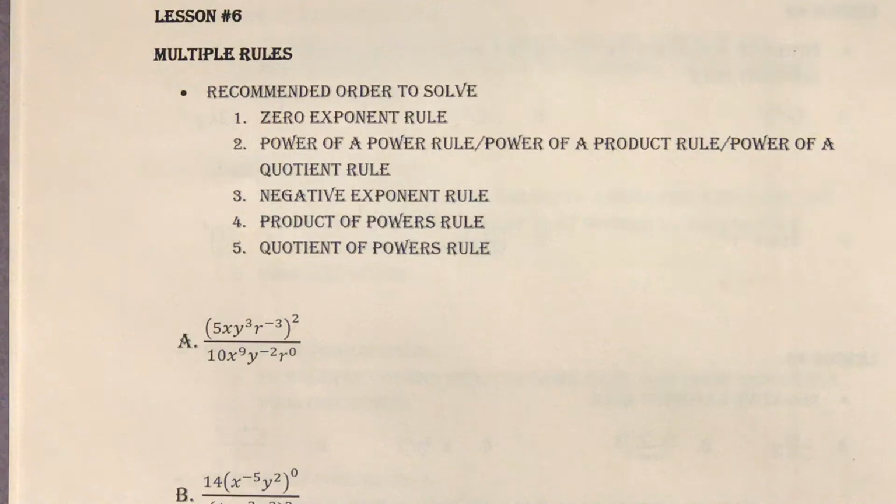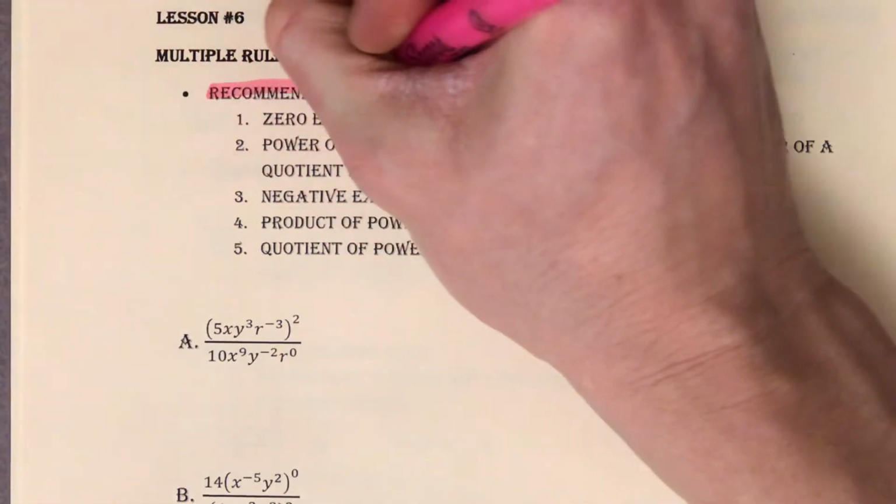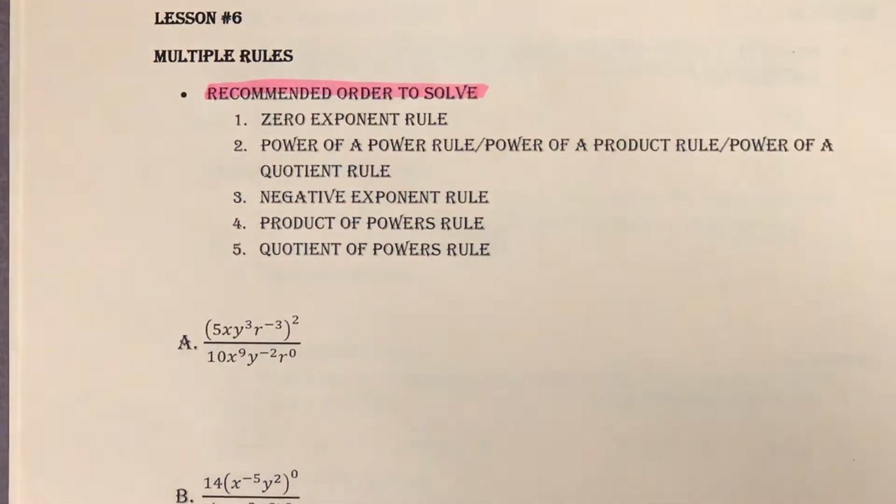Now, what I'm going to tell you is I'm going to give you a recommended order to solve. I want to preface this by saying that this is not the only order that you could solve it in. There are multiple ways to do it. But this is the order that I've found to be the most effective for helping people make sure that they've completed all of the rules to get the exponential expression down as simple as possible. And so what we've done is we've created a 5-step process with this.